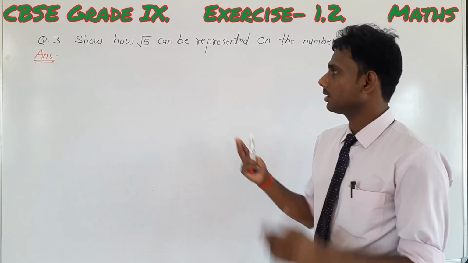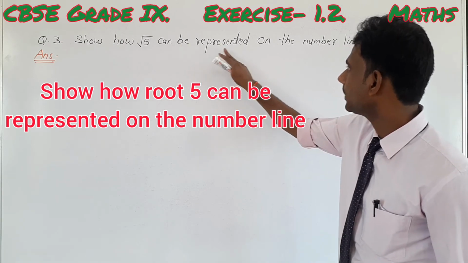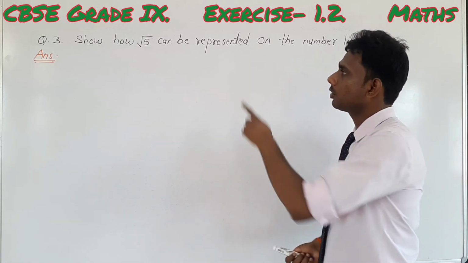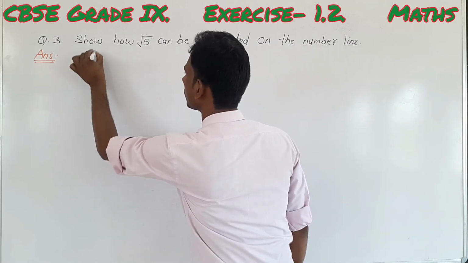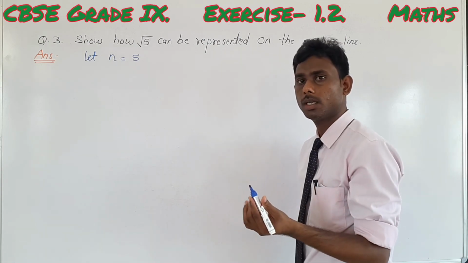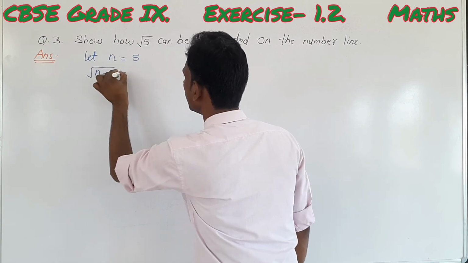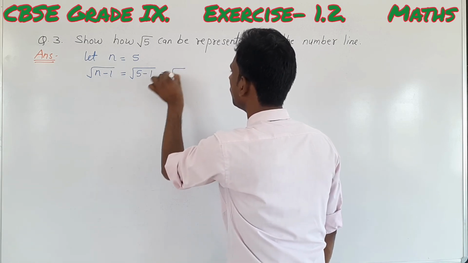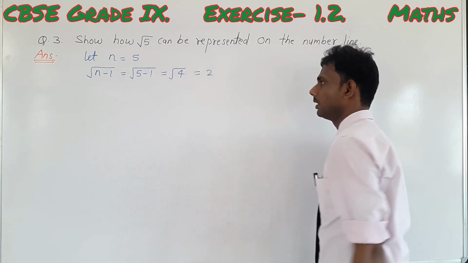Let's move to the next question. Question number 3. How can root 5 be represented on the number line? As you know, 5 is not a perfect square. So let n equal to 5. Now, we have to find the value of root n minus 1. Root n minus 1 equal to root 5 minus 1 equal to root 4, which equals 2.